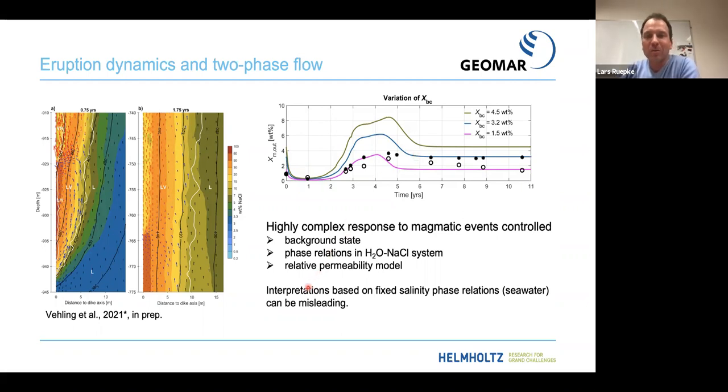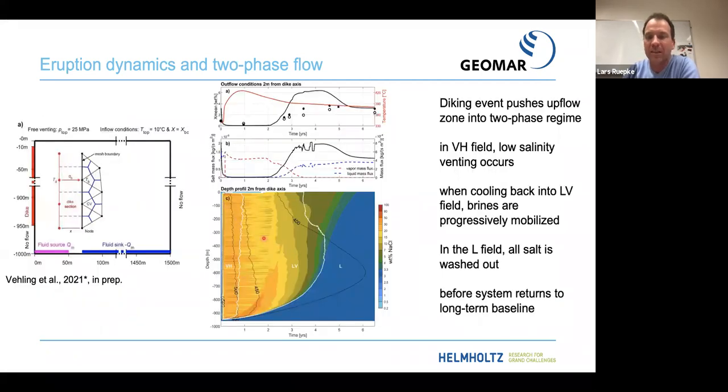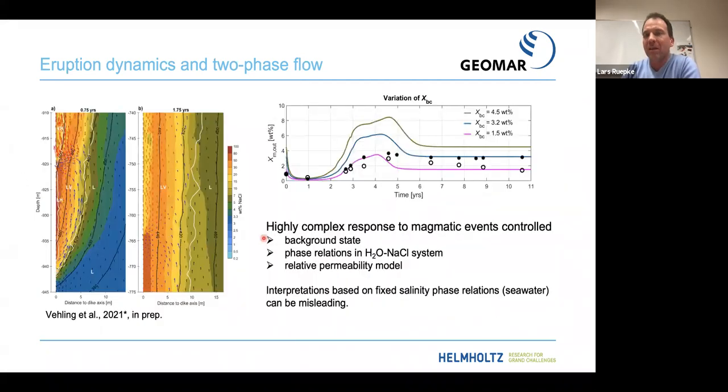One note I want to make is, when you look at what is happening there and how different all these salinities are, again, interpreting this with a constant salinity, like phase relations of just seawater, will give you very misleading results. You really need to have all this transport and all the complexity together.